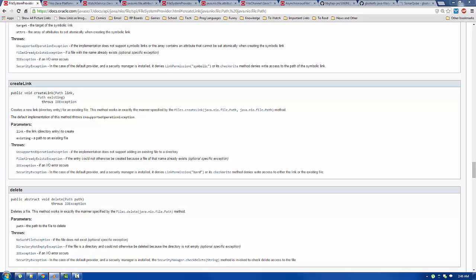First up, the project cannot currently create hard links. The method to implement would be createLink in GlusterFileSystemProvider. The specification is listed in the Java docs under the Files class.